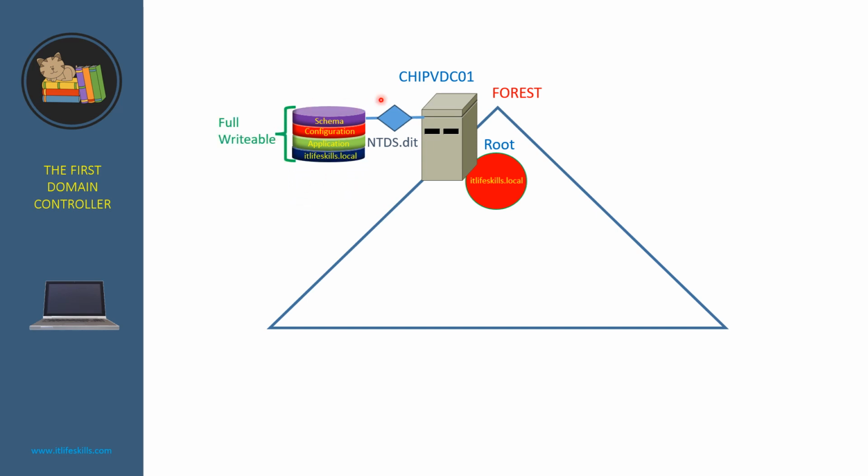These partitions are writable to GPVDC01, and the domain partition contains all objects with full attribute set of the domain itlifeskills.local. GPVDC01 is assigned with 5 flexible single master operation roles plus the global catalog role. However, the global catalog partition is empty because there is only one domain in the forest.